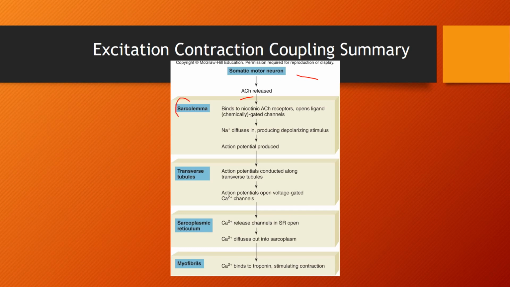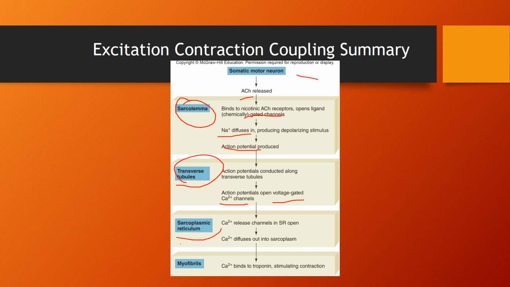So then within the sarcolemma, which again is just like the plasma membrane, but for skeletal muscle, it's going to bind to nicotinic acetylcholine receptors, and these are always going to be excitable as well. And then that's going to cause sodium to diffuse in. If you remember, sodium is going to be excitatory for a cell. So that's going to produce an action potential within the skeletal muscle. Then within the T tubules, or the transverse tubules, we're going to have the action potential continue on in the skeletal muscle, and that's going to open voltage-gated calcium channels. Calcium, again, is going to be excitable for the cell, in this case, skeletal muscle.